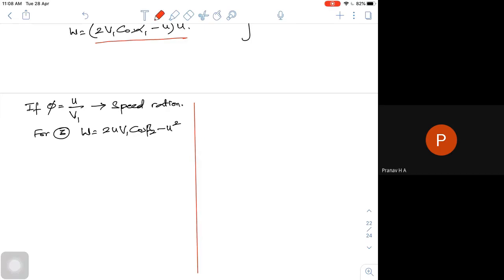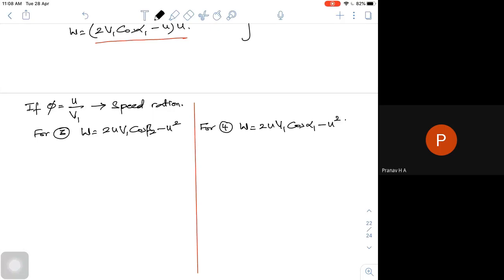Fine. So for equation 4, what will happen? For equation 4, this will be W is equal to 2U V1 cos alpha 1 minus U square. So one is in terms of alpha, the other one in terms of beta. Both are expressions for work done.